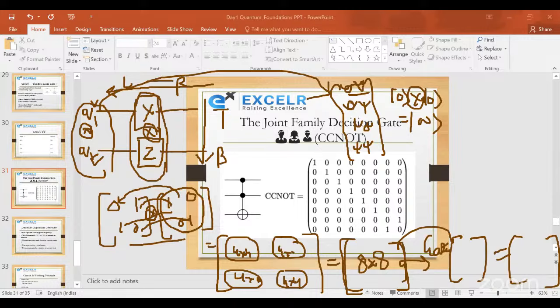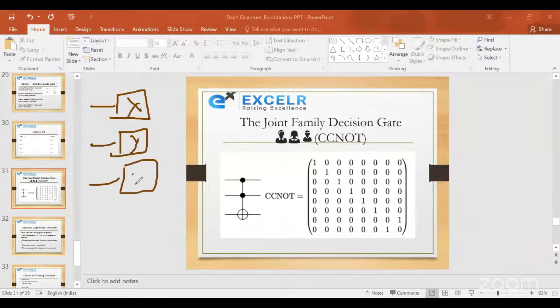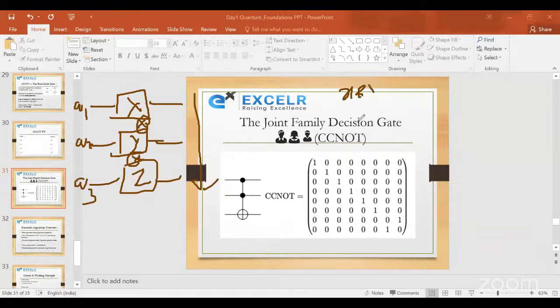Now suppose we have three gates X, Y, and Z. Then again, the same rule will apply here. And suppose these are Q1, Q2, Q3. So the same rule will apply. We will do the tensor product first, top to bottom. Top to bottom means first we have to evaluate the tensor product of X and Y.